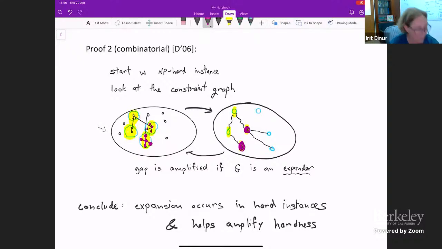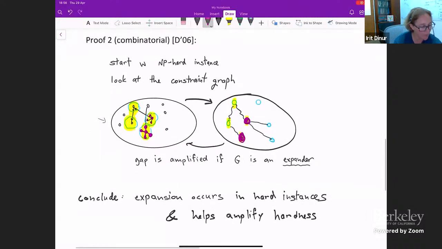So to summarize this, you keep repeating, and every time you do this amplification step, you rely on the edge expansion of the graph to show that your gap grew larger. Okay, so what is the conclusion of this? The conclusion is that in these two different proofs, you see expansion inside the proof. Somehow expansion helps us in these proofs to amplify the hardness of an instance.